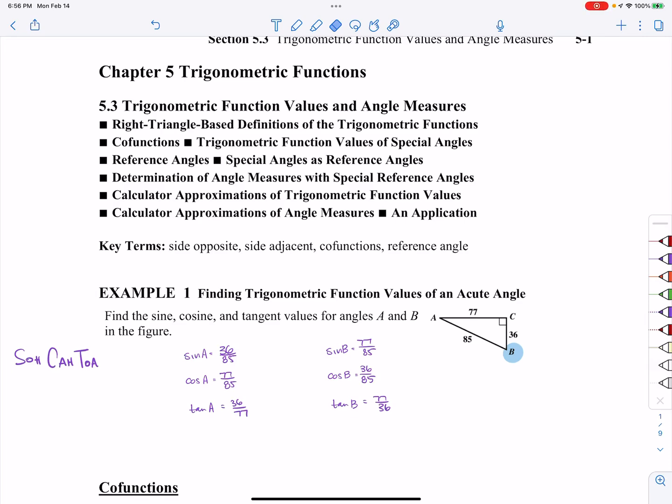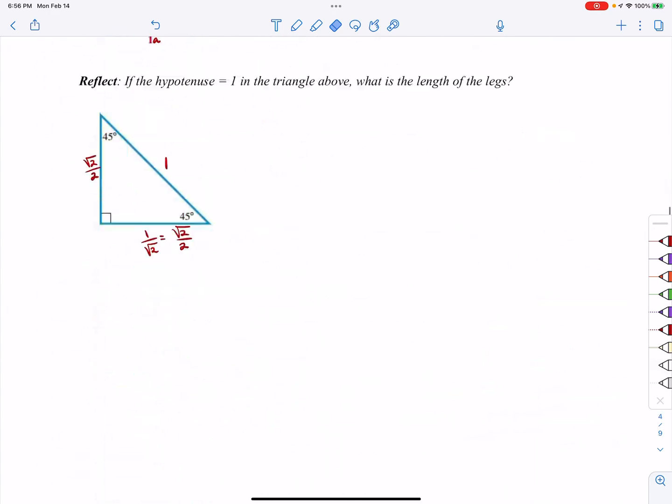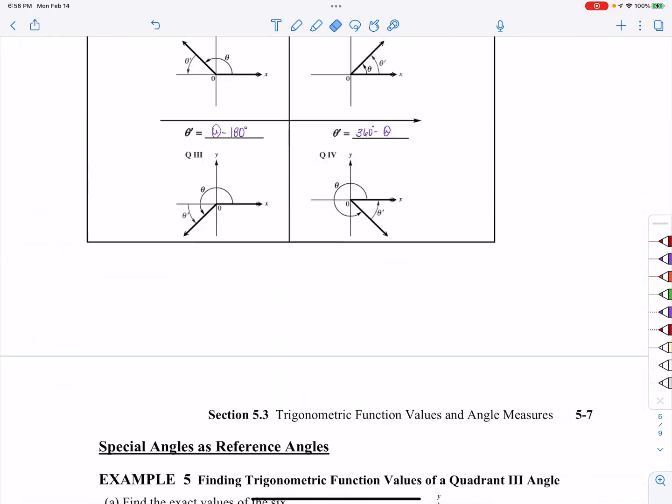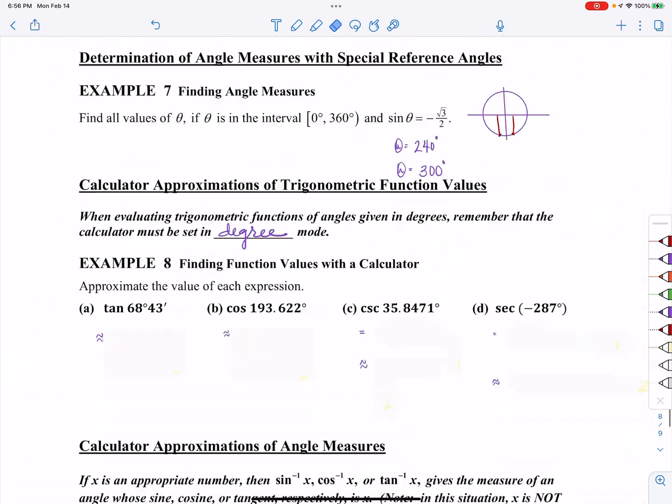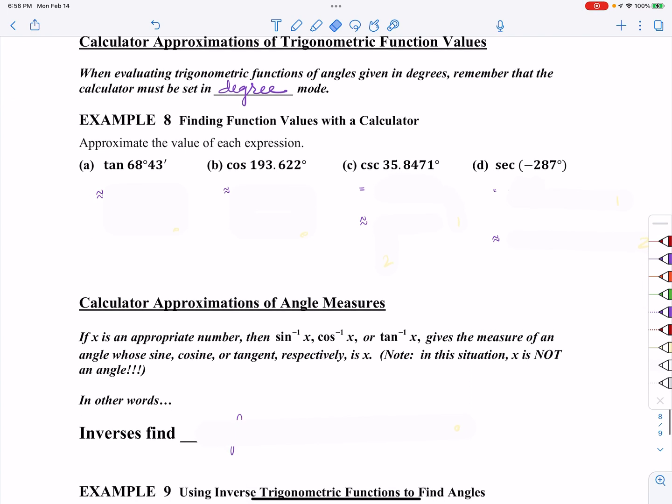Okay, this is the final video for section 5.3. So if you would go all the way down to the end of this set of notes, all the way to where we're going to talk about calculator approximations. So what you want to do here is make sure that you have your calculator out. I'll be walking you through the TI 83 or 84, but you can really use a scientific calculator or a graphing calculator. Either one will work well.